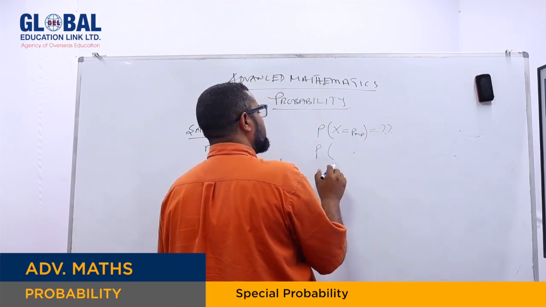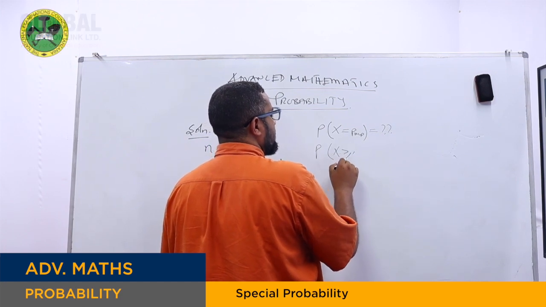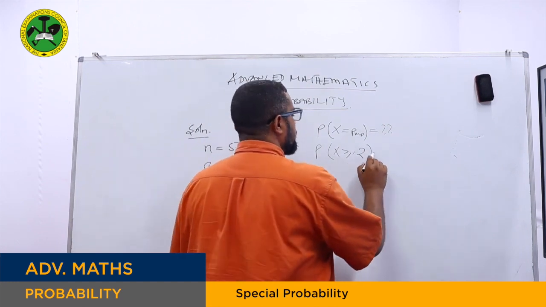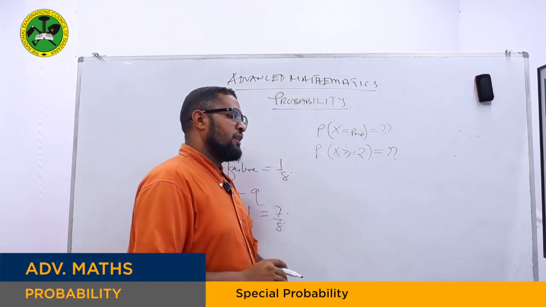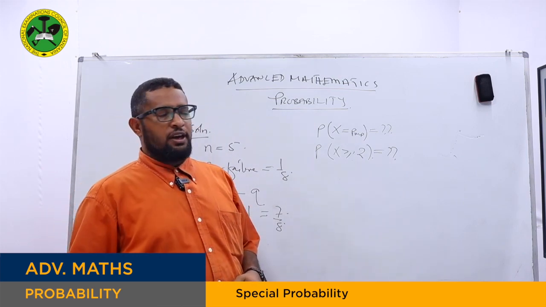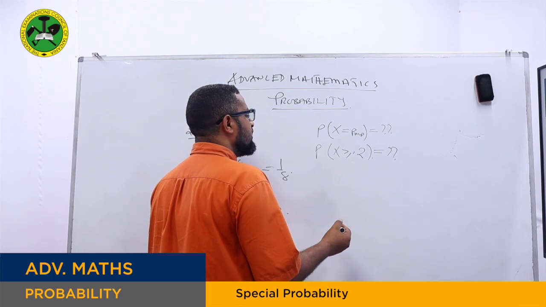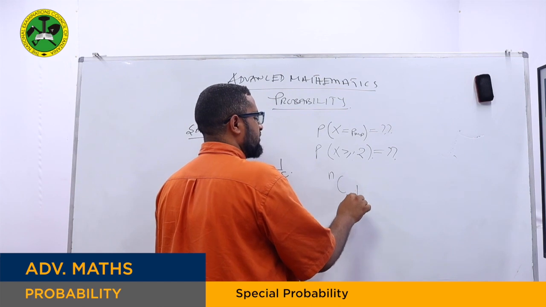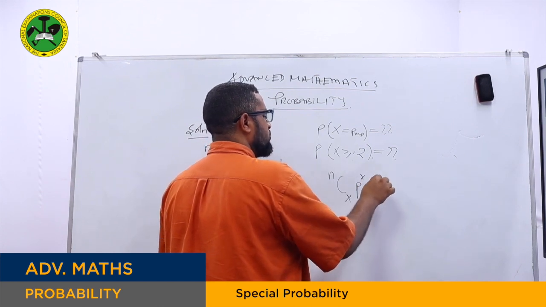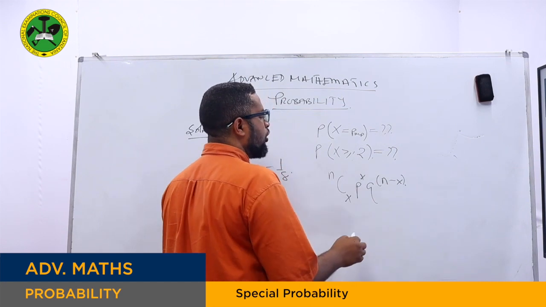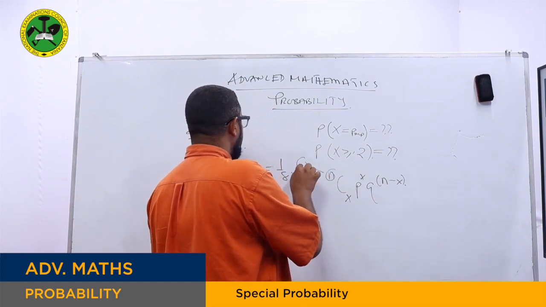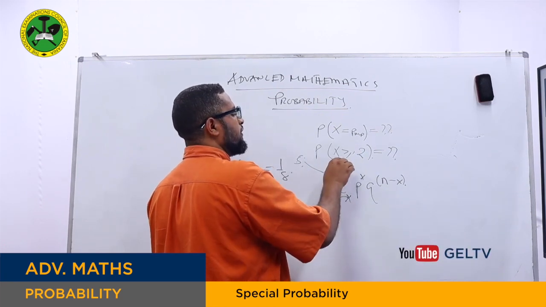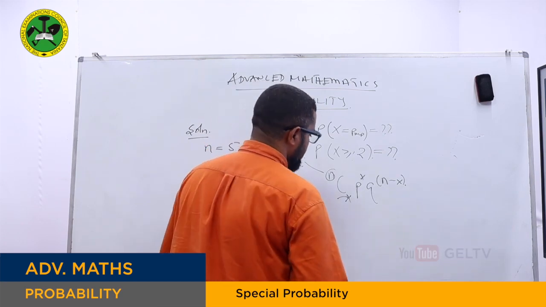But our question is x greater than or equal to 2. This is what we are looking for. Again, go back to the formula and look at what the needs are. The formula needs n, x, p to the power of x, q to the power of n minus x. We have all of them. We have n, which is 5, p and q. Our x now depends: we are given x greater than or equal to 2.